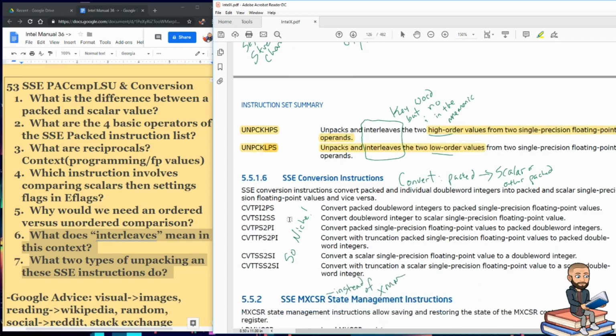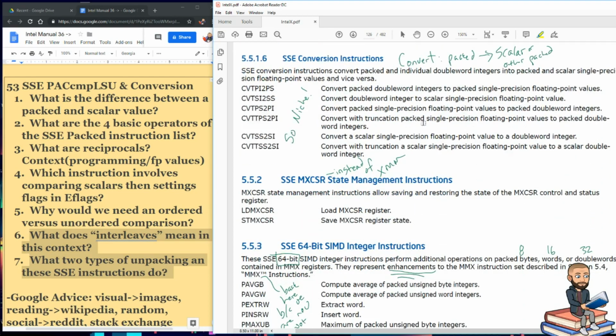Now onward to our conversion instructions, and I think in general this is all about converting packed to scalar. So the first very long instruction, CVTPI2PS, this is convert packed double word integers to packed singles. Next we can convert the double word integer into a scalar single precision floating point. Now the next one's tricky because instead of going from double word to a single, we're going to go from a single to a packed double word integer.